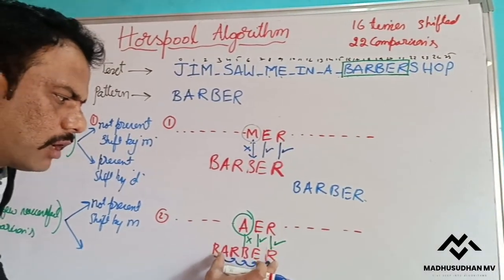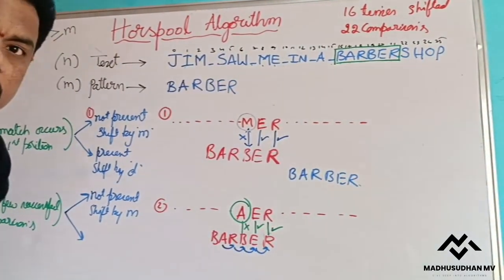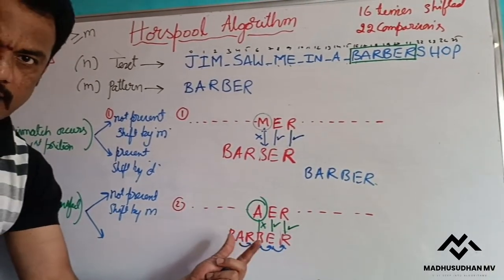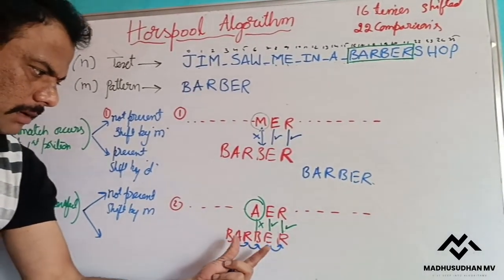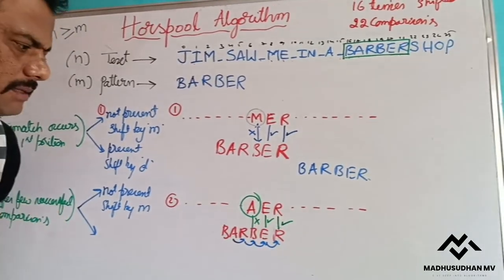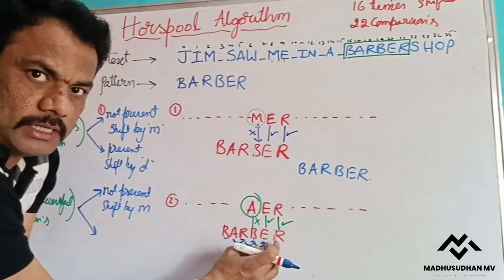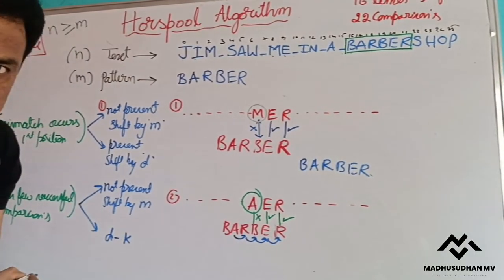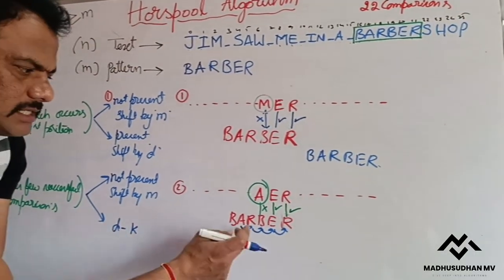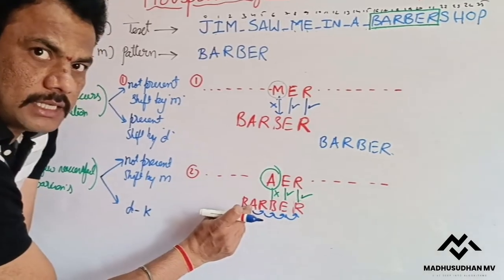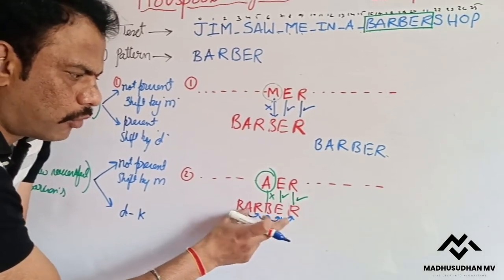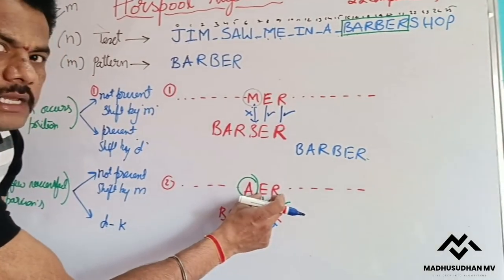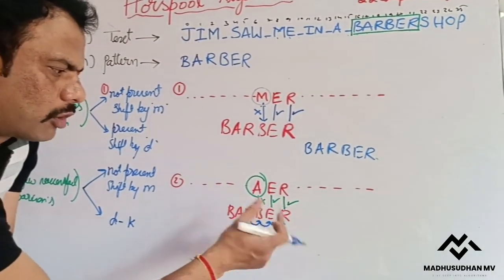But out of 4, how many characters have already been matched? 2 characters. So the number of shifts is the distance minus that. Distance D minus matched characters K, where K is the number of matched characters. The mismatch character is at a distance 4 to the last character of the pattern, minus the number of characters matched, 2. So 4 minus 2 is 2.